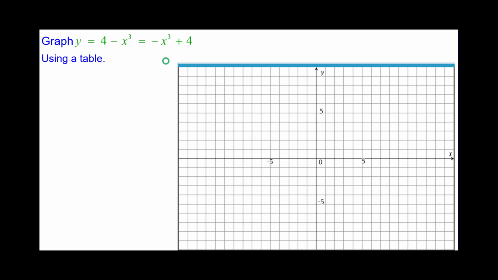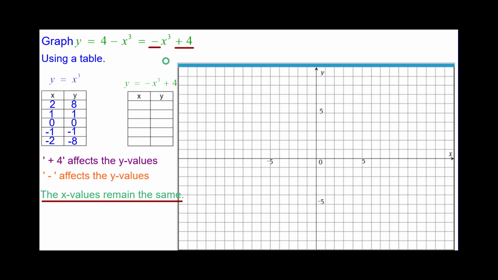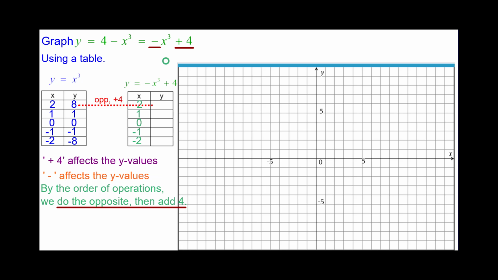Second way, using a table. These are our 5 key points in the cubic graph. The plus 4 affects the y values, and the negative sign affects the y values, so we can keep the x values the same. They're not affected by either of the 2 parameters. And by the order of operations, we do the opposite first, and then we add 4. So the opposite of 8 is negative 8, plus 4 is negative 4. And you can see that calculation right here.